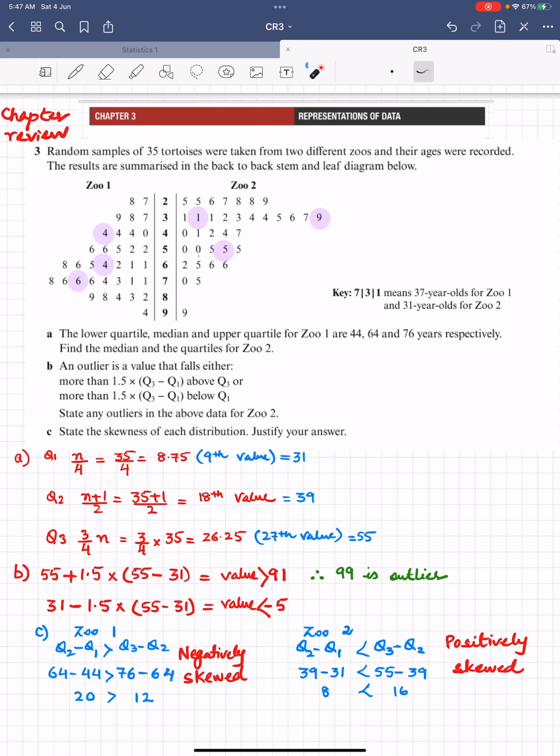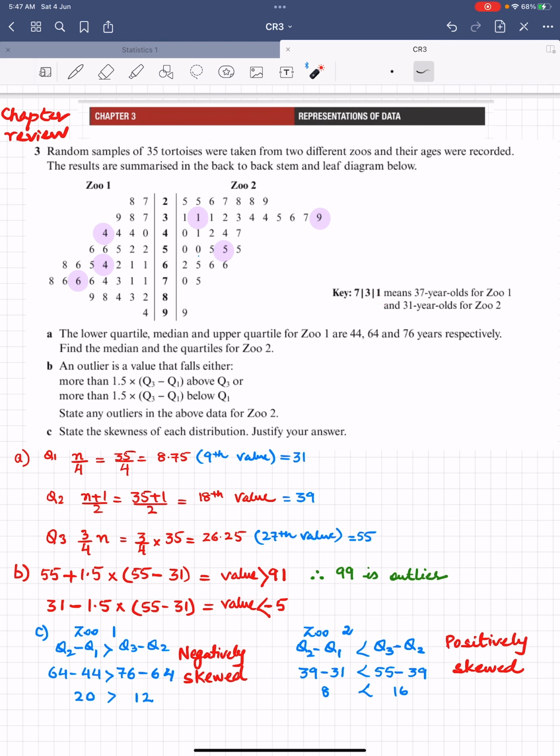So now here we need to note that when we have a back-to-back stem and leaf diagram, it has a two-way key as well. So here 3 and a 7 behind it means 37-year-old, and 3 and a 1 to the right of it means 31-year-old.